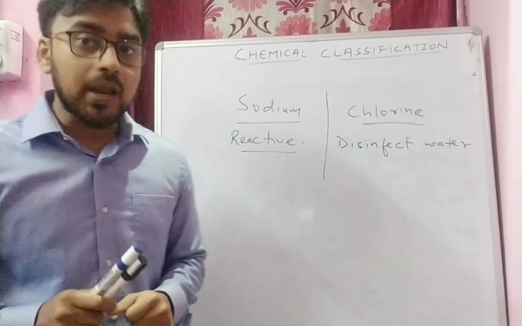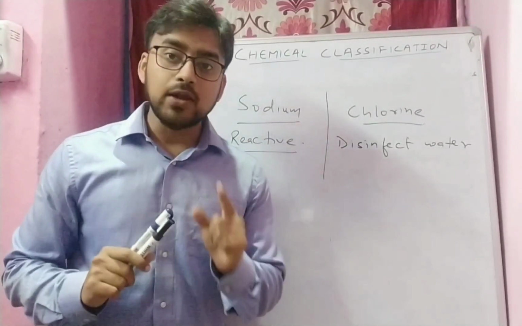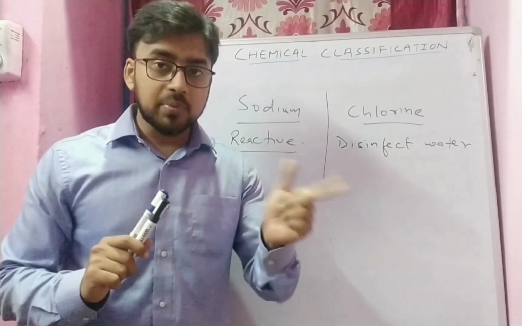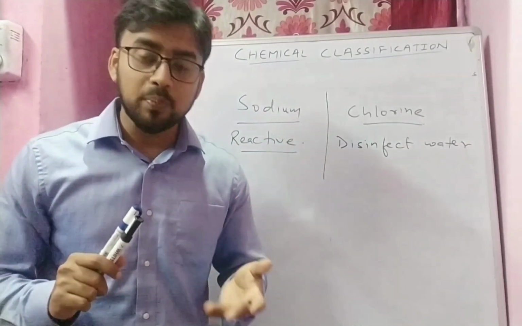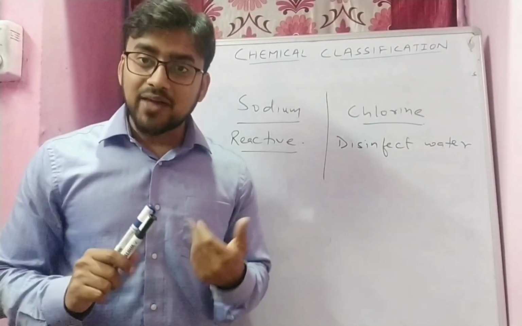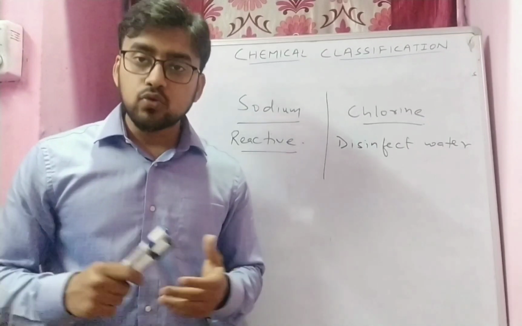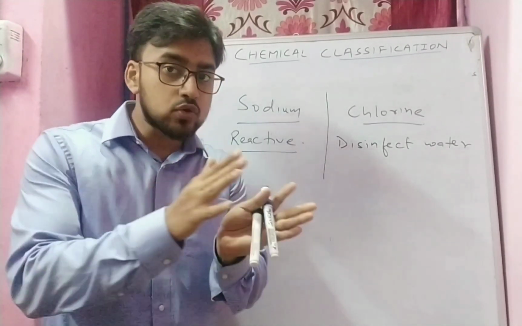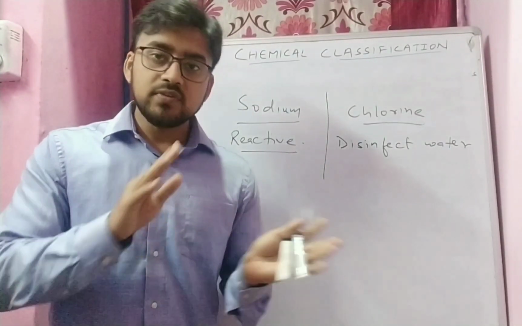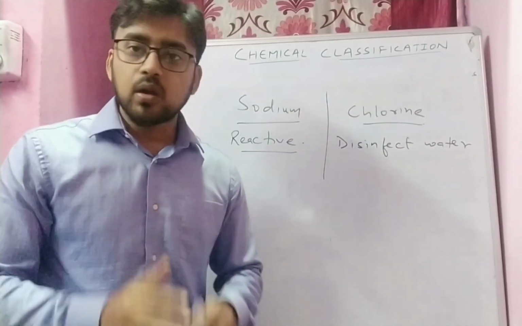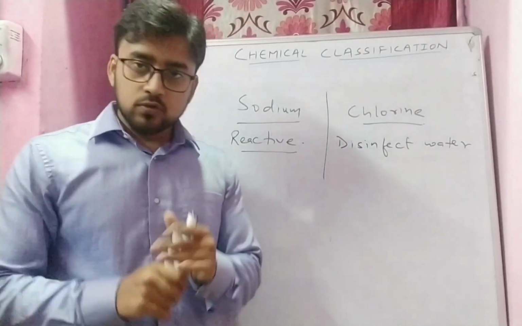The compounds of carbon and hydrogen are called hydrocarbons, like methane, ethane, propane, ethylene, acetylene. So these are the hydrocarbons. What is a hydrocarbon? Hydro comes from hydrogen, carbon is carbon. So hydrocarbons are compounds of carbon and hydrogen. So I think it is clear.